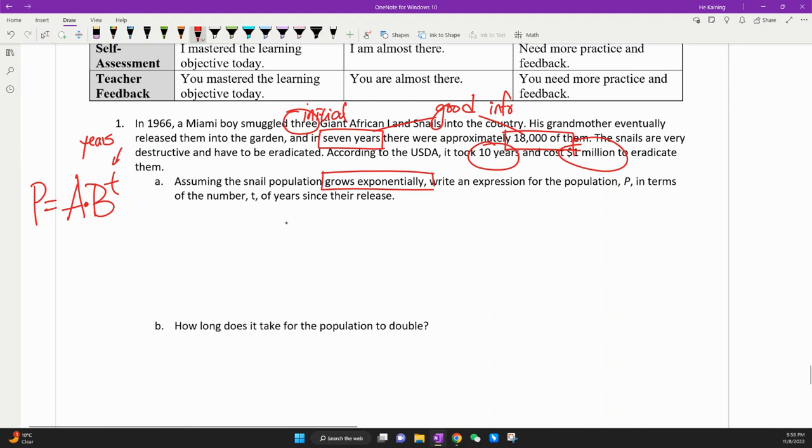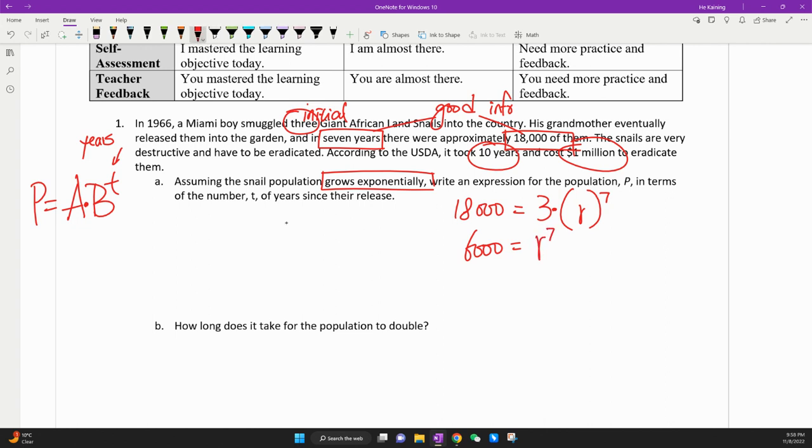By using our known scenario, I have 18,000 equal to my initial, which is just 3, times the rate, which I don't know, to the 7 years. Again, it mentioned the units in years, so I'm not going to change the 7. So in here, first thing, this is 3 times r to the 7, so I have to divide by 3 on both sides. I got 6,000 equal to r to the 7 power.